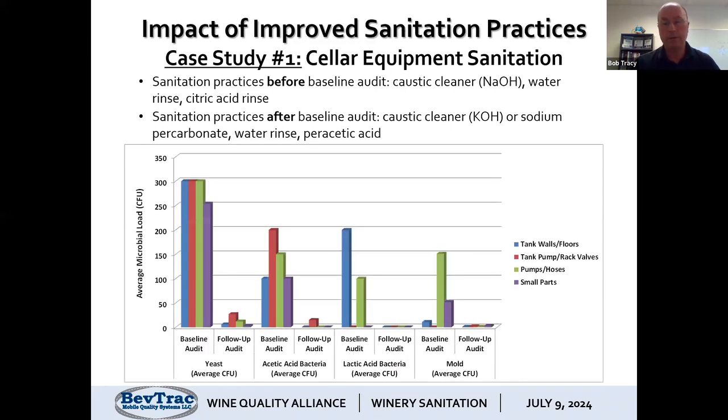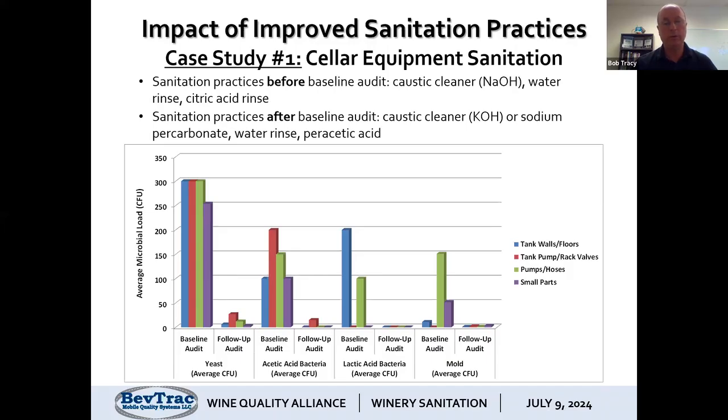And so the graph on the bottom shows the average microbial load for yeast, acetic acid bacteria, lactic acid bacteria, and mold. And this is for tank walls and floors, tank pumps and valves, the tank valves, pumps and hoses, and small parts, fittings. So you can see for yeast, for instance, on the baseline audit, they had very high levels of yeast on all of their equipment. And then at the follow-up audit, those levels went dramatically down.